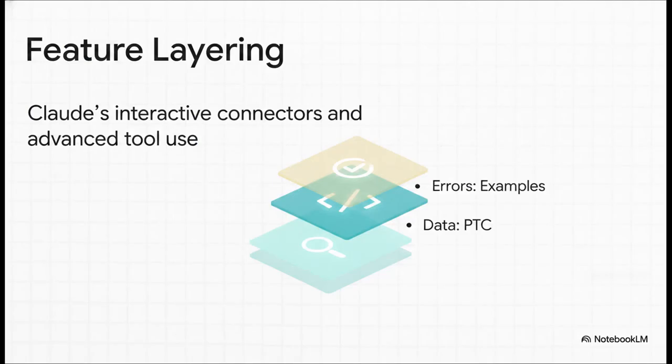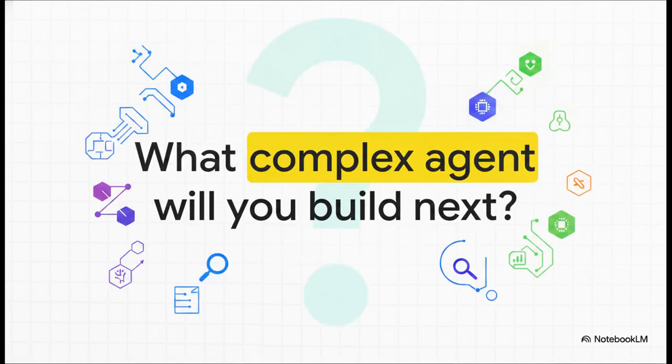These features layer perfectly, right? Tool search for discovery, programmatic calling for execution, and examples for accuracy. So, with these absolute game changers at your disposal, what complex AI agent are you going to build next?